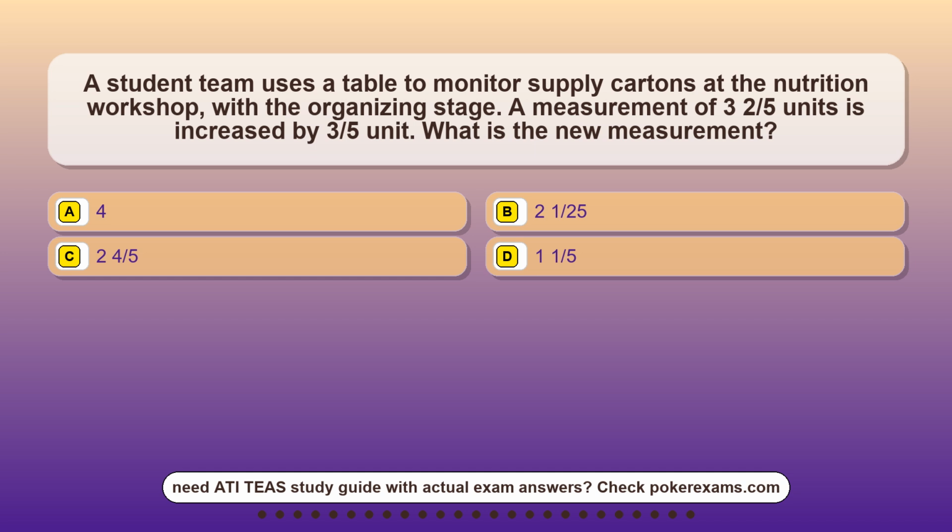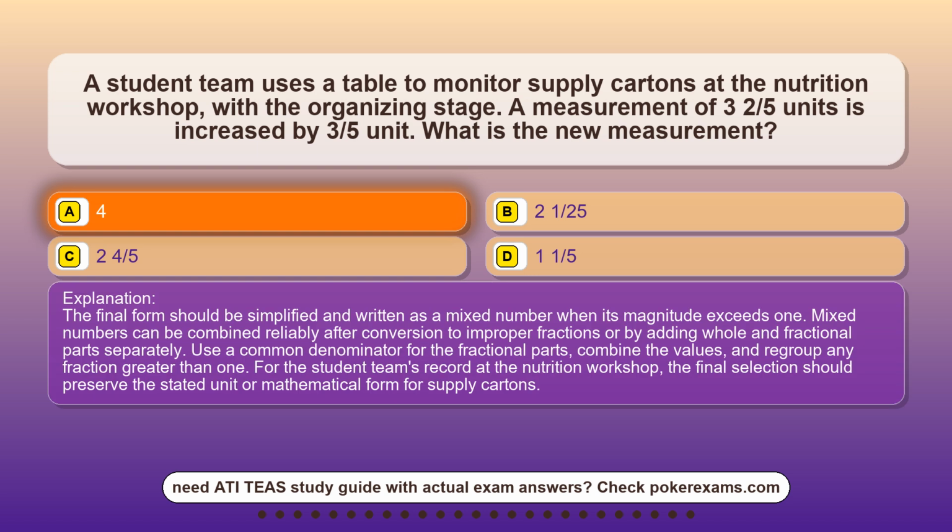Option A, 4. Option B, 2 1/25. Option C, 2 4/5. Option D, 1 1/5. The correct answer is option A, 4. The final form should be simplified and written as a mixed number when its magnitude exceeds 1. Mixed numbers can be combined reliably after conversion to improper fractions or by adding whole and fractional parts separately. Use a common denominator for the fractional parts, combine the values, and regroup any fraction greater than 1.